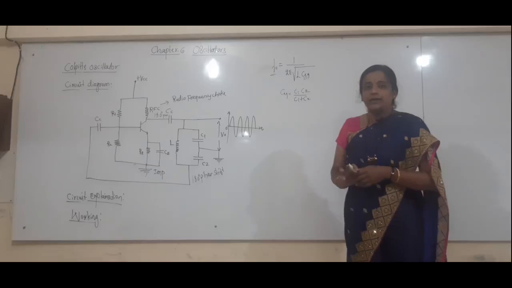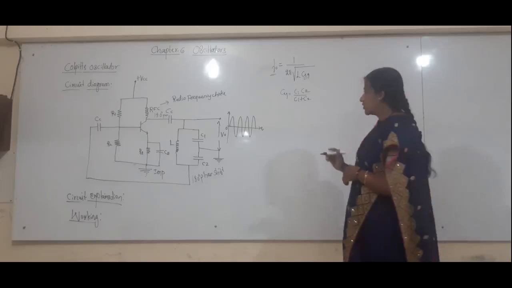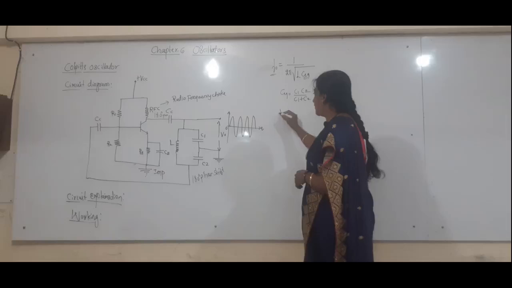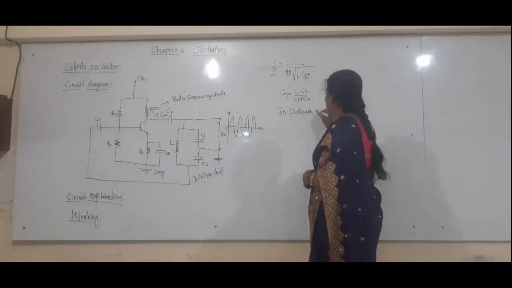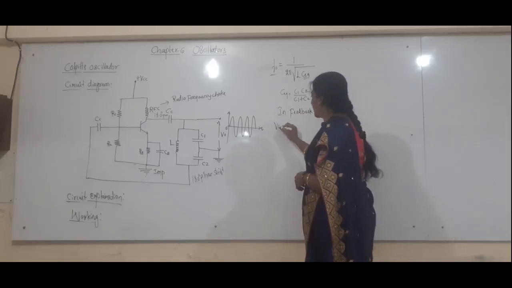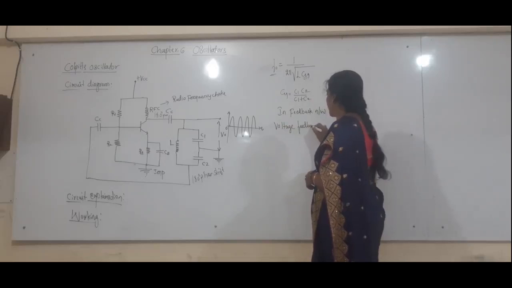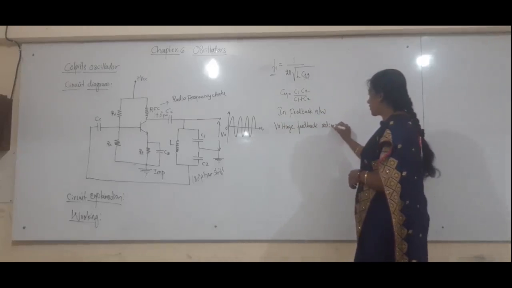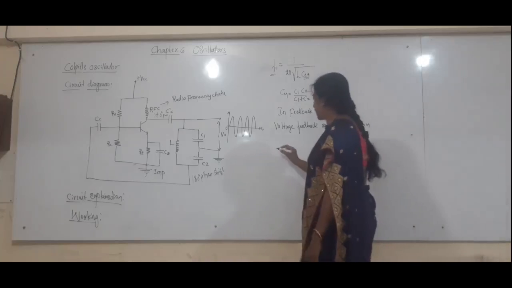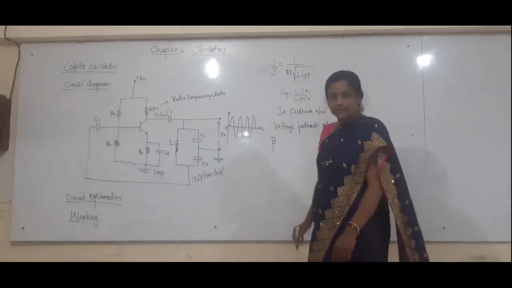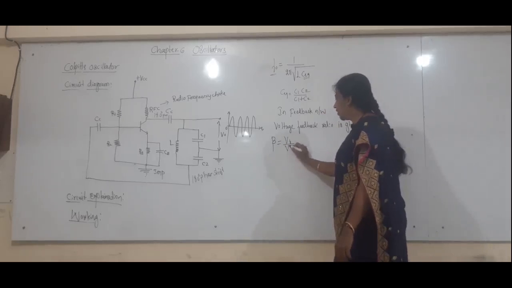Now, we have to find the beta factor as well as the open loop gain of this Colpitts oscillator. In a feedback network, the voltage feedback ratio is given by beta. Since we know that beta is the voltage feedback ratio, it is given as the ratio of the feedback voltage to the output voltage.